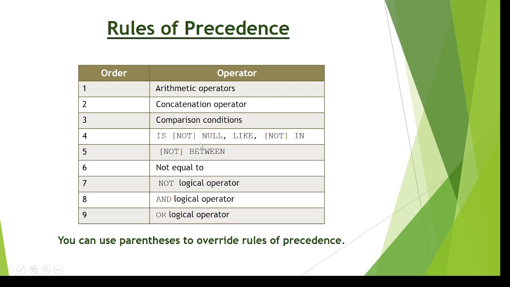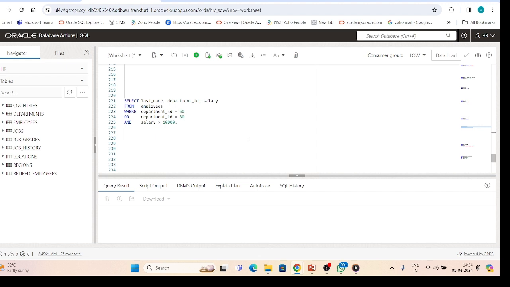Now coming to the rules of precedence. The rules of precedence determine the order in which expressions are evaluated and calculated. The table here shows the default order of precedence, starting from the arithmetic operators till the logical operators. You can override this default order by using parentheses around the expressions that you want to calculate first. Now let's see examples showing the rules of precedence.